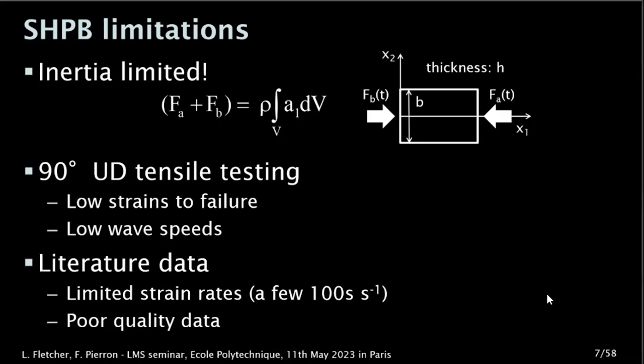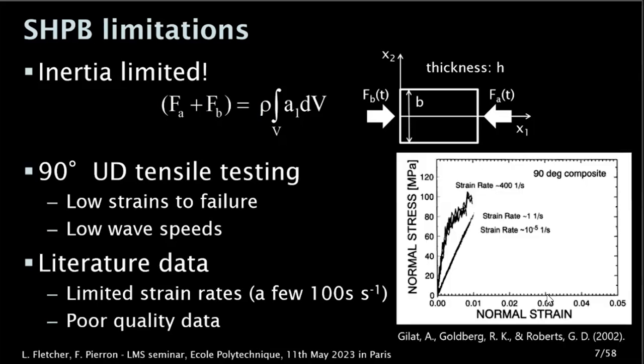I've picked up here a curve from a paper by Amos Gilad and his co-authors, where you can see a stress-strain curve for a 90-degree composite. This is the quasi-static response, nice and linear. It's quasi-brittle, so you load to fracture and then the load just drops with a macroscopic crack. And that's for small strain rates, all obtained on the tensile test machine.